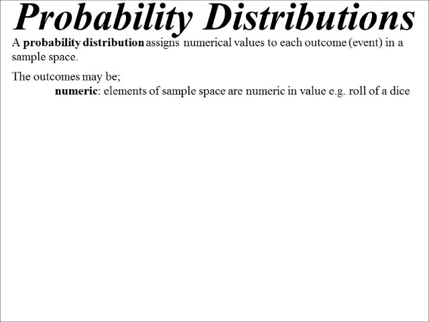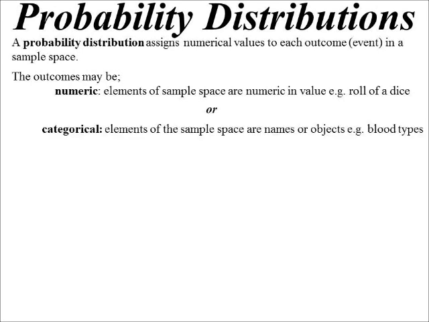Now, outcomes. We could have a numeric outcome. So in other words, we come up with a value, a number. Every element in the sample space would have a numeric value. So the example I put there is rolling a dice. You get a 1, a 2, a 3, a 4, a 5, or a 6.